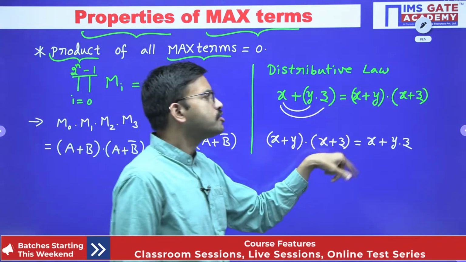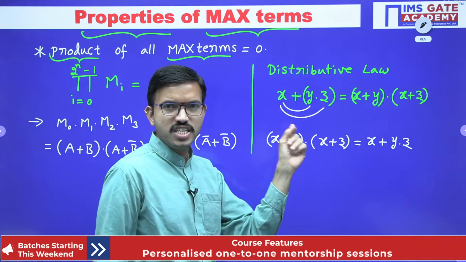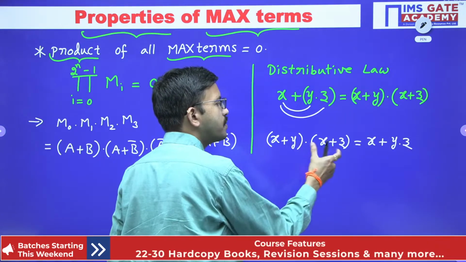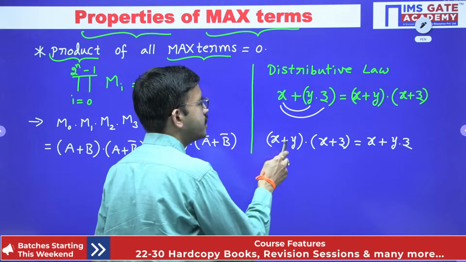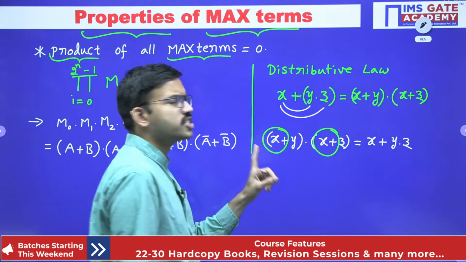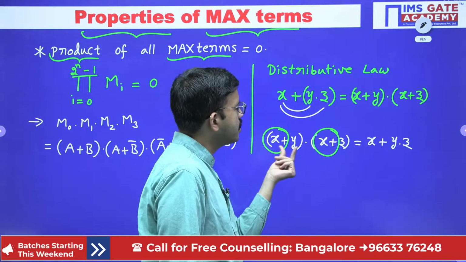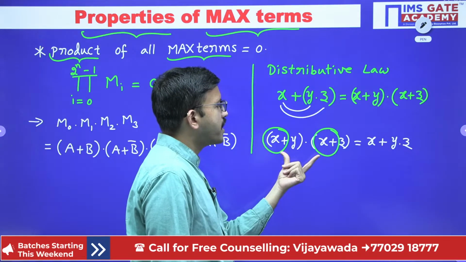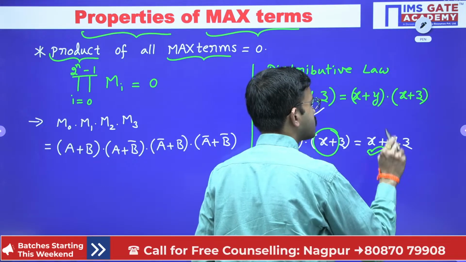But how to skip the derivation part? How can we directly write like this? It is very simple. Just observe these two brackets. In both the brackets, whichever part is common, observe first and foremost that part. In these two brackets, x plus something: x plus y you are having, x plus z you are having. That means in both the brackets, x plus is the same. So first of all, write that part as it is.